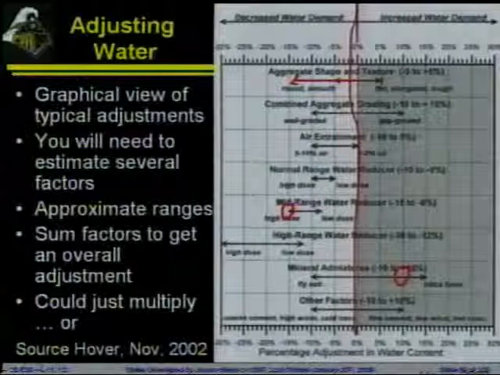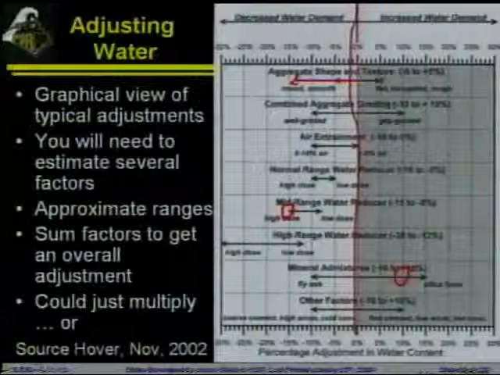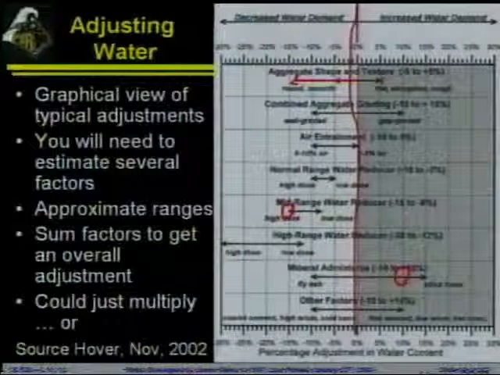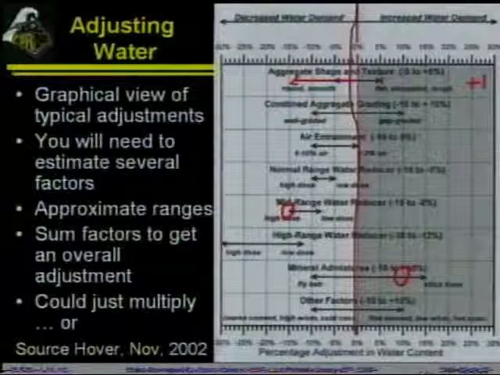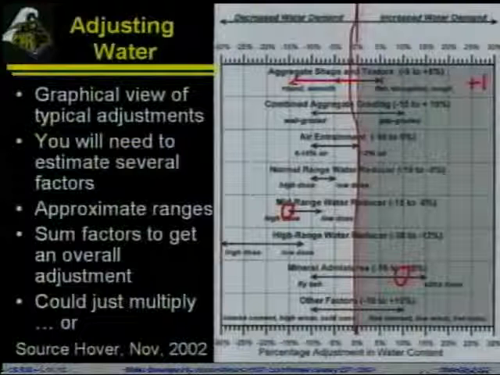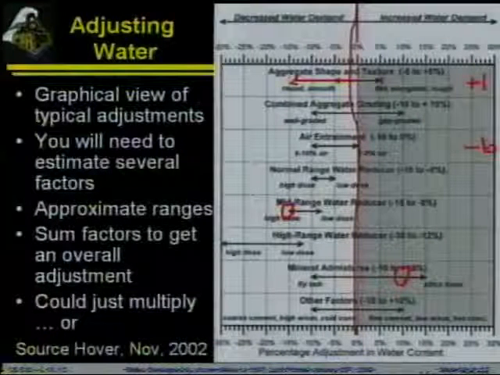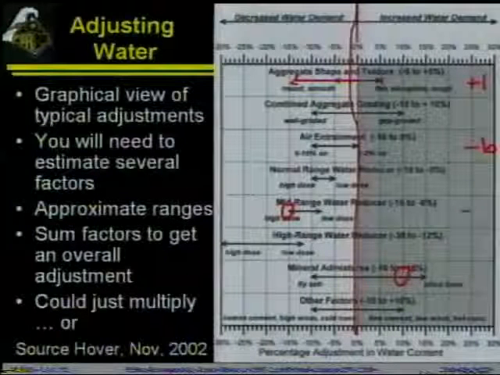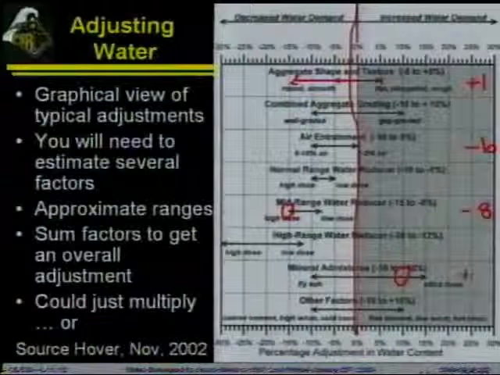Yeah, that's essentially the overall idea here. What you would do, and we'll talk a little bit more about this when we go to rapid mixture proportioning, you would come through this graph and say, well, maybe I've got a really rough aggregate, so I'm going to add 1% here. I've got air entrainer, so let's say I subtract 6% here. I've got a mid-range water reducer, so maybe I can subtract another 8%.